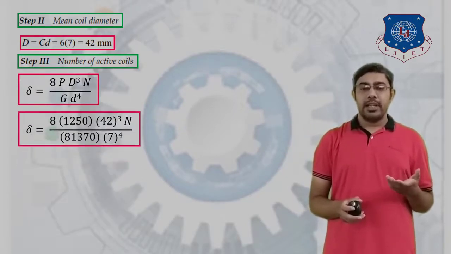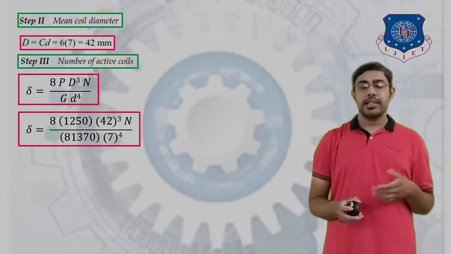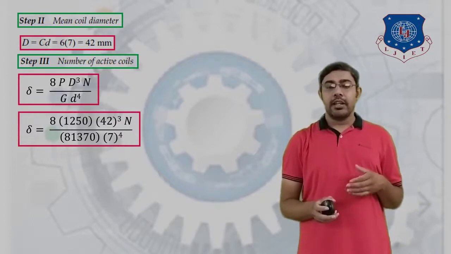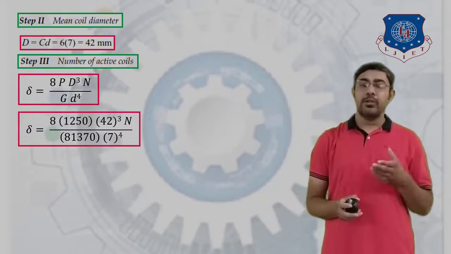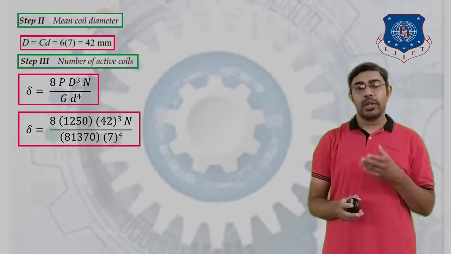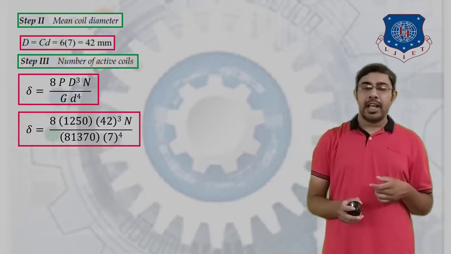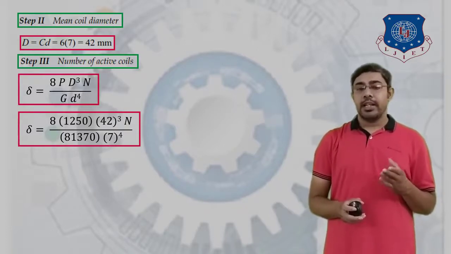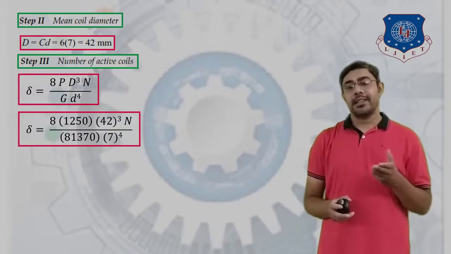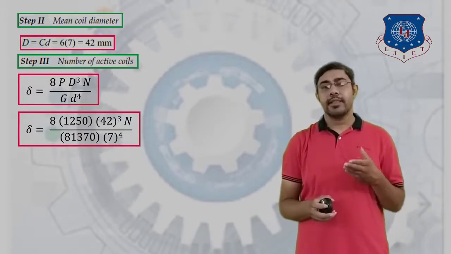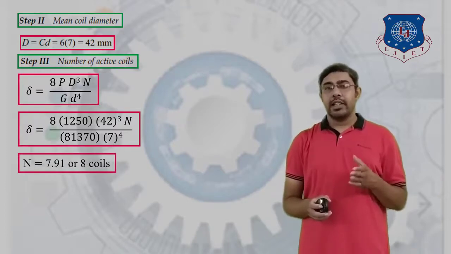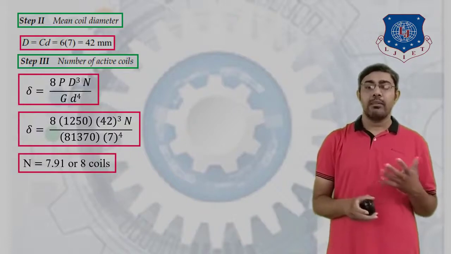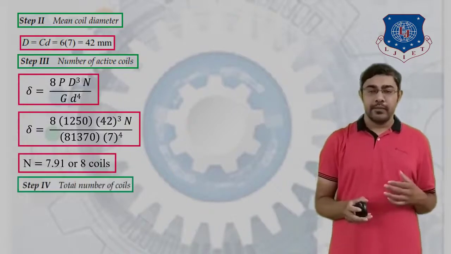So if we place the values, here G is given, that is 81370. So delta is equal to 8 into 1250 into 42 raised to cube into capital N divided by 81370 into 7 raised to 4. Here delta is 30. If we place delta equal to 30, the only unknown is capital N, and we get N is equal to 7.91, or you can say 8 coils. So the number of active coils is 8.